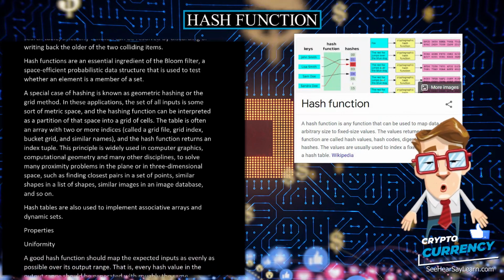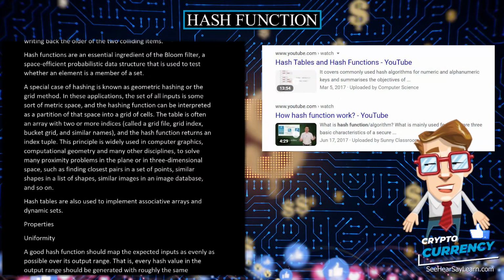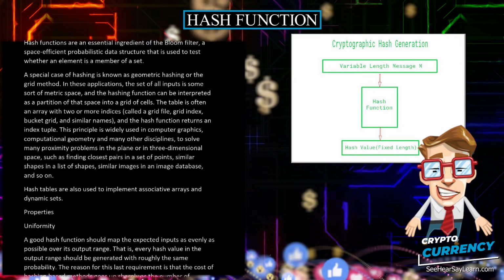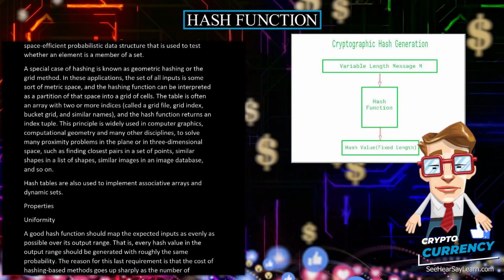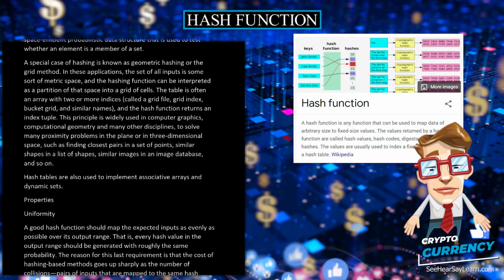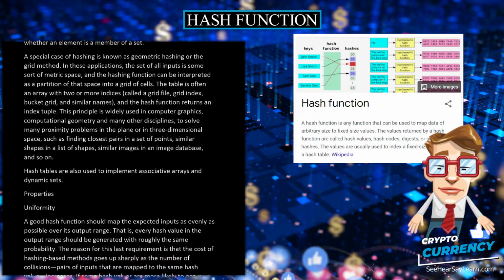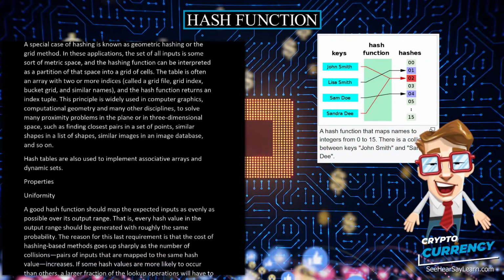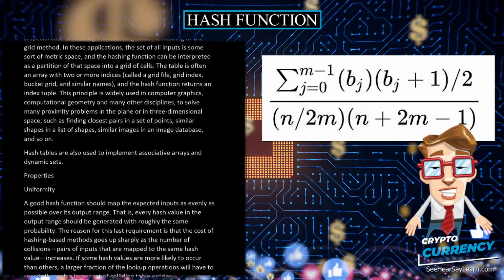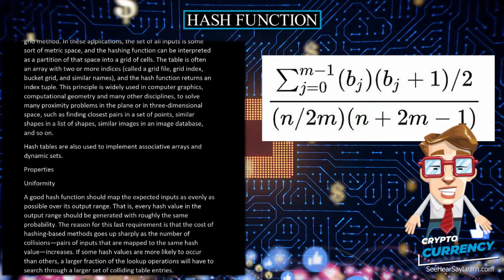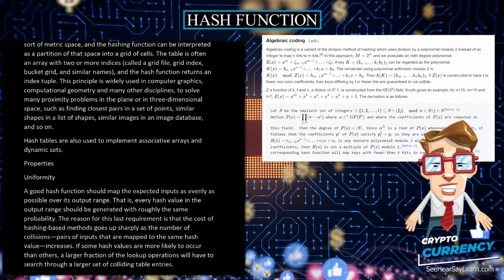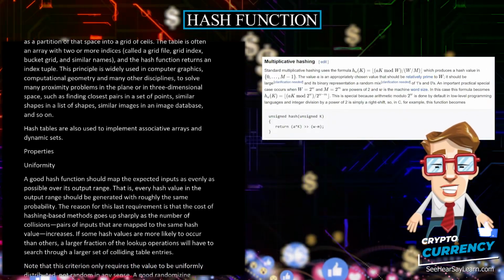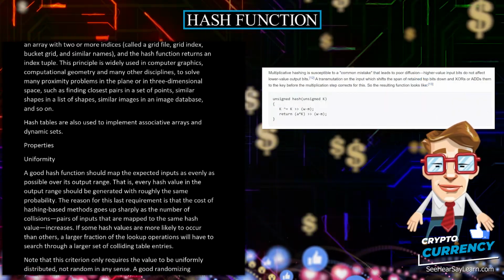The table is often an array with two or more indices, called a grid file, grid index, bucket grid, and similar names, and the hash function returns an index tuple. This principle is widely used in computer graphics, computational geometry and many other disciplines, to solve many proximity problems in the plane or in three-dimensional space, such as finding closest pairs in a set of points, similar shapes in a list of shapes, similar images in an image database, and so on. Hash tables are also used to implement associative arrays and dynamic sets.